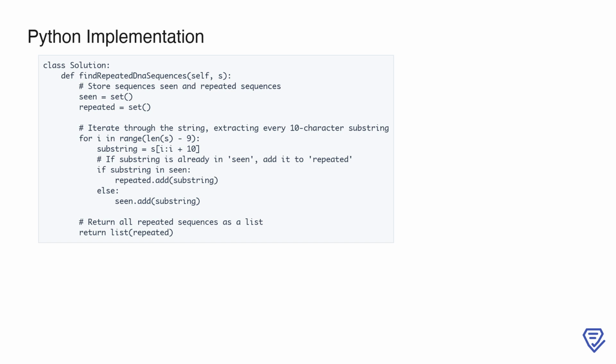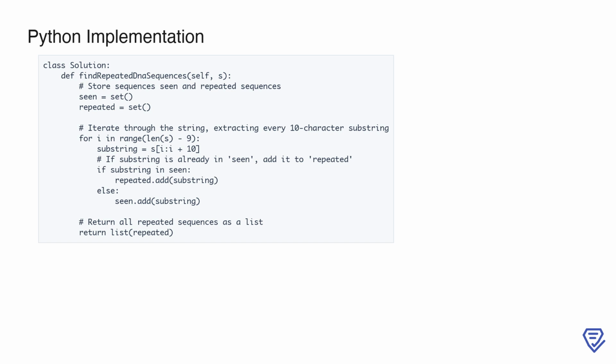The function findRepeatedDnaSequences takes a single input string s. First, it initializes two sets, seen to keep track of all 10-character substrings encountered so far, and repeated to store substrings that have been seen more than once. The function then iterates through the string using a sliding window approach. The range of the loop is len(s) - 9 because we need at least 10 characters to form a valid substring. For each index i, it extracts the substring s[i : i + 10].